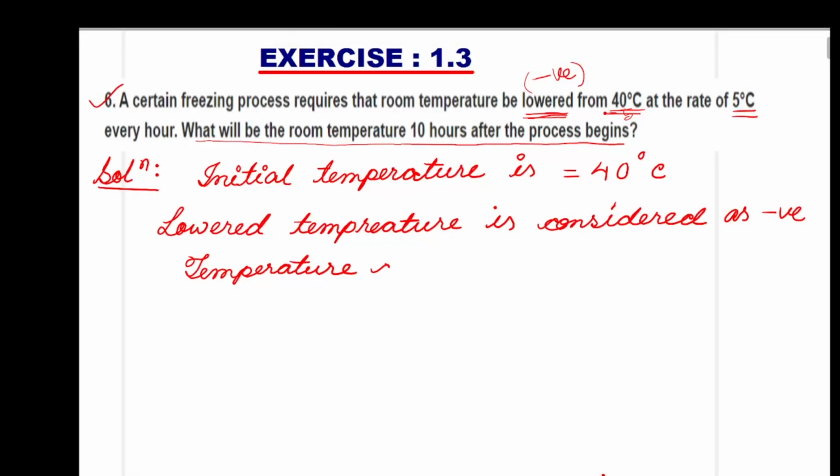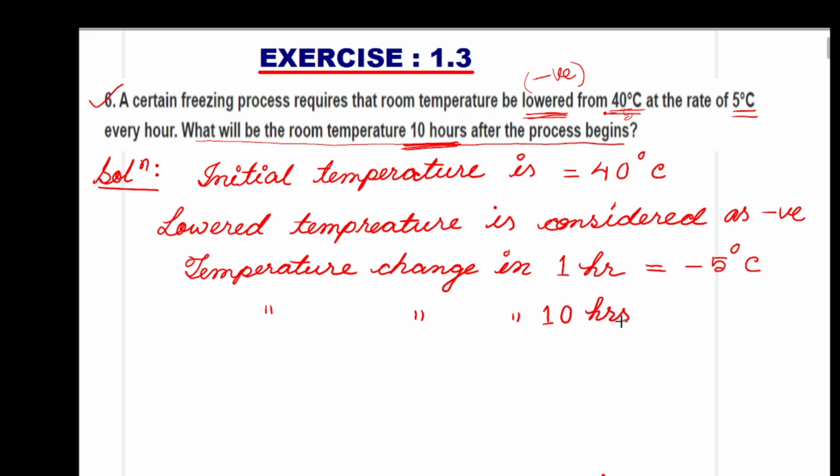Temperature change in 1 hour is what? 5 degrees, that means it is lowered, so minus 5 degrees Celsius. Now you have to find out for how many hours? 10 hours. So I will give you a comma here. Temperature change, you have to write the full word. Temperature change in 10 hours, it will be what? Minus 5 into 10 degrees Celsius. So it will be minus 50 degrees Celsius.